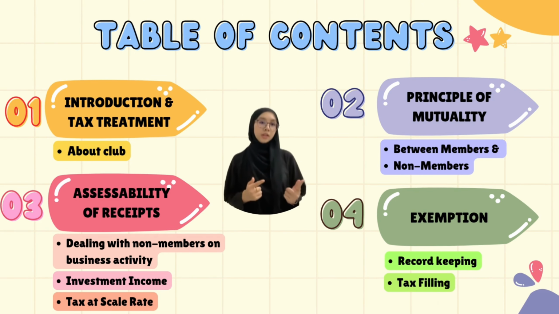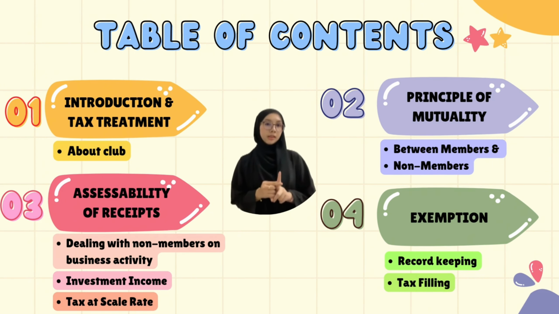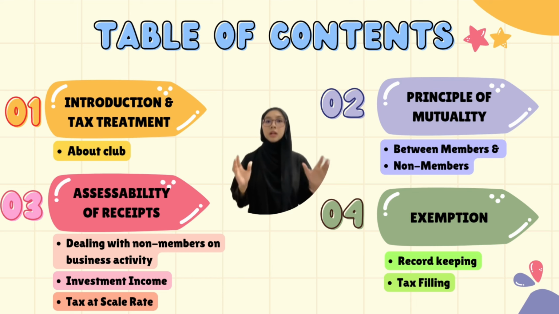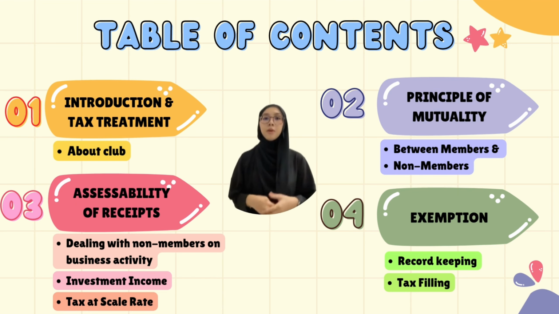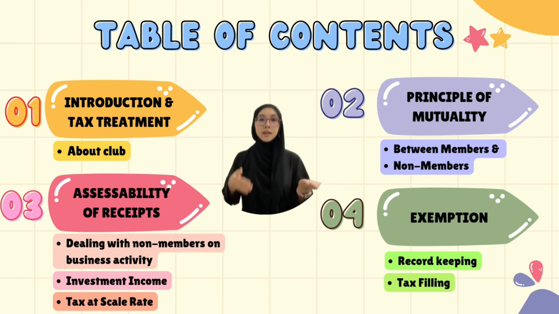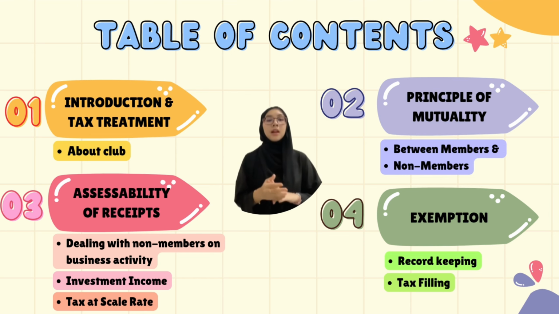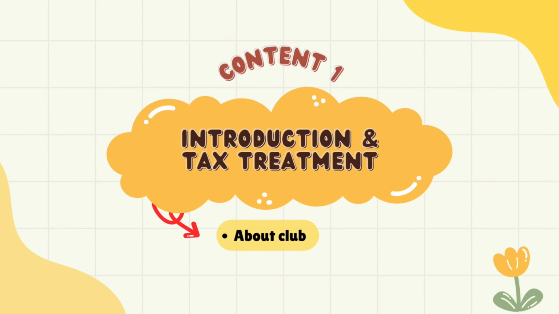For the table of contents, first, introduction and tax treatment, where we'll talk about a club. Second, the principle of mutuality, which is between members and non-members. Third, accessibility of receipt, which deals with non-members on business activity, investment income, tax and scale rate. Lastly, exemption, which is about record keeping and tax filing.